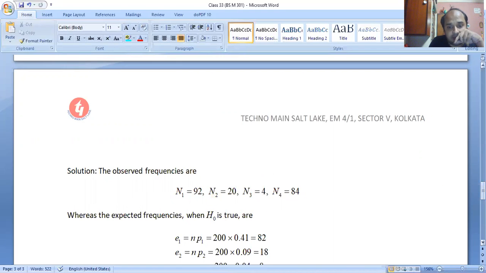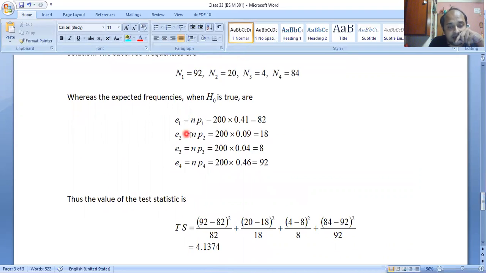What will be the expected frequencies? Since the total sample size is 200, the expected frequency will be 200 multiplied by the probability of each part given earlier. We have already said that 41% have blood type A, and 9% have blood type B. So 0.41 is the probability. The expected frequency for this part will be n into P1, which is 82. The expected frequency for this part will be n into P2, which is 18. This will be n into P3, that is 8. And E4, that is n into P4, is 92.